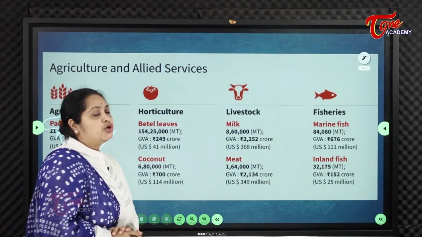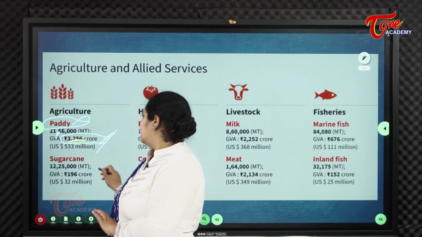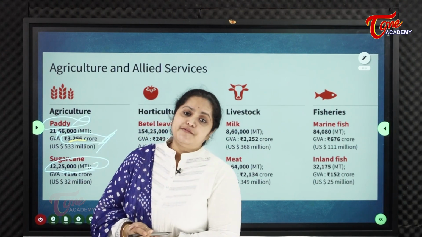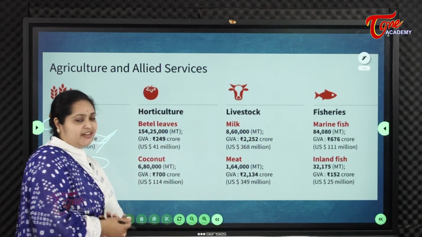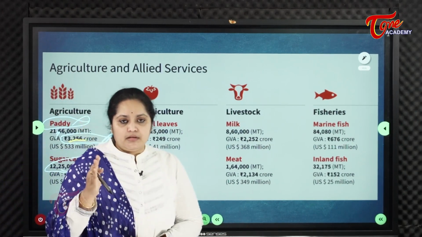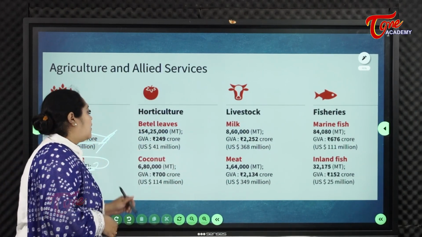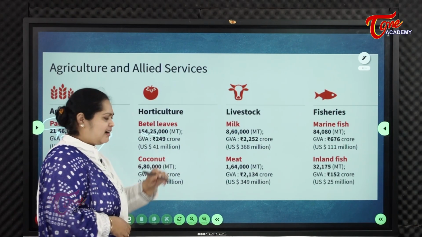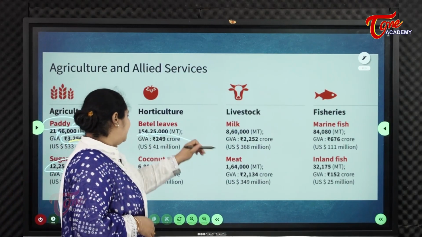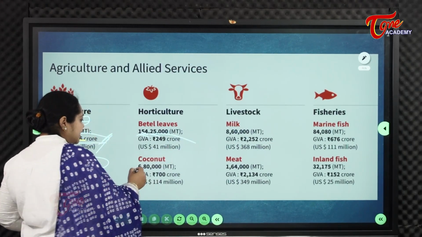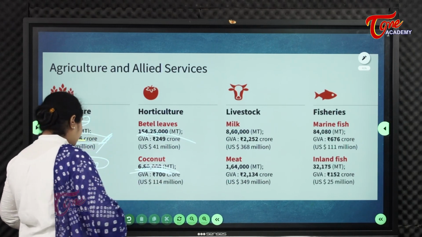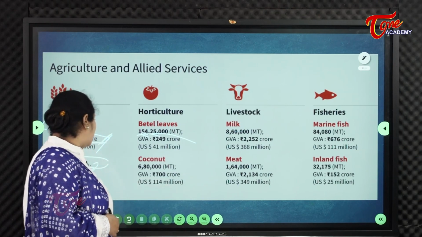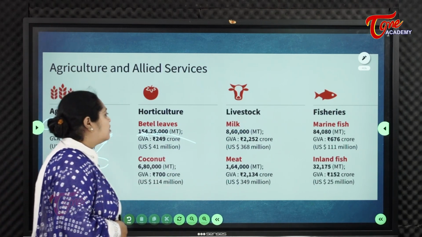Next, sugarcane. How much sugarcane? 12,25,000 million tons of sugarcane. Next, betel leaves. 1,54,25,000 million tons of betel leaves. Coconuts, 6,80,000 million tons of coconut have been produced. They add to a GVA of nearly 700 crores.